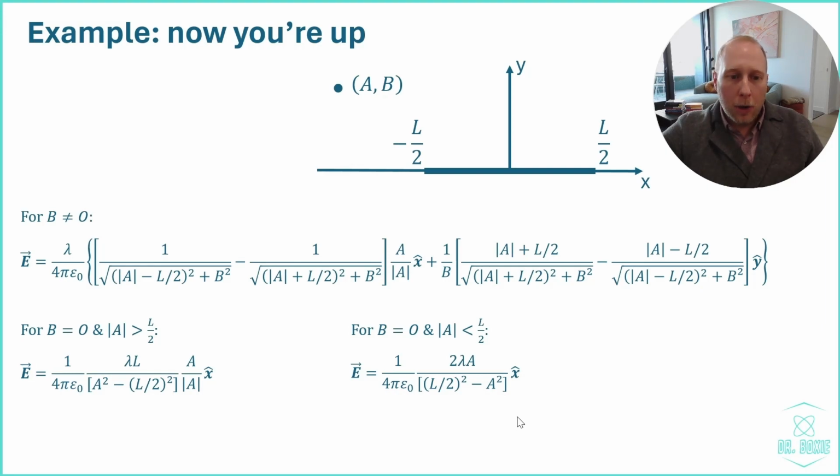Now, if we are on the x-axis, but not on the rod, so we look at a case where b is 0, but the absolute value of a is larger than L over 2, I get the expression at the bottom left. And if we are on the x-axis, but within the rod, the absolute value of a is less than L over 2, I get the expression I wrote at the bottom right.